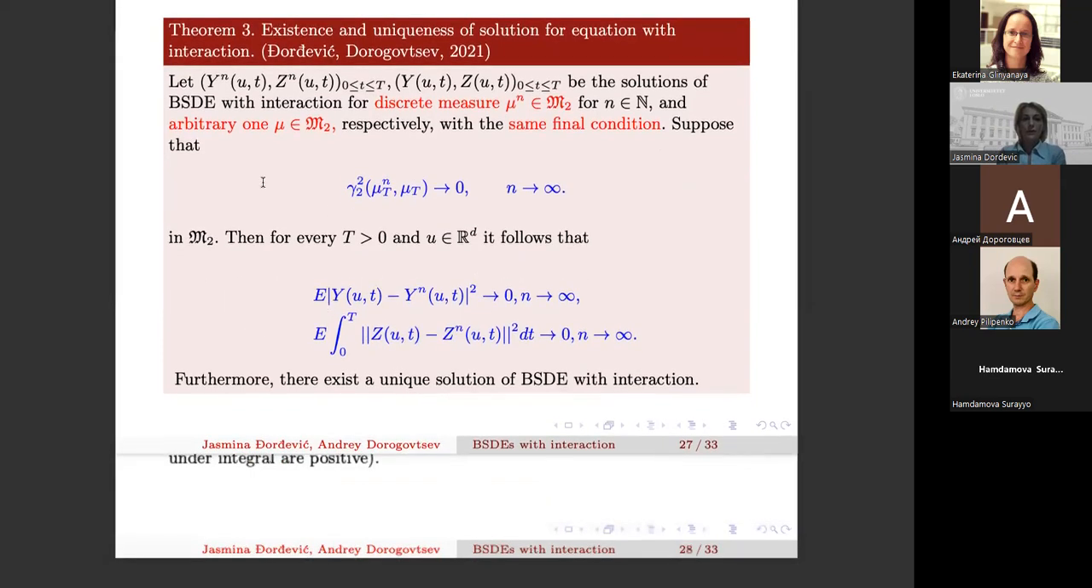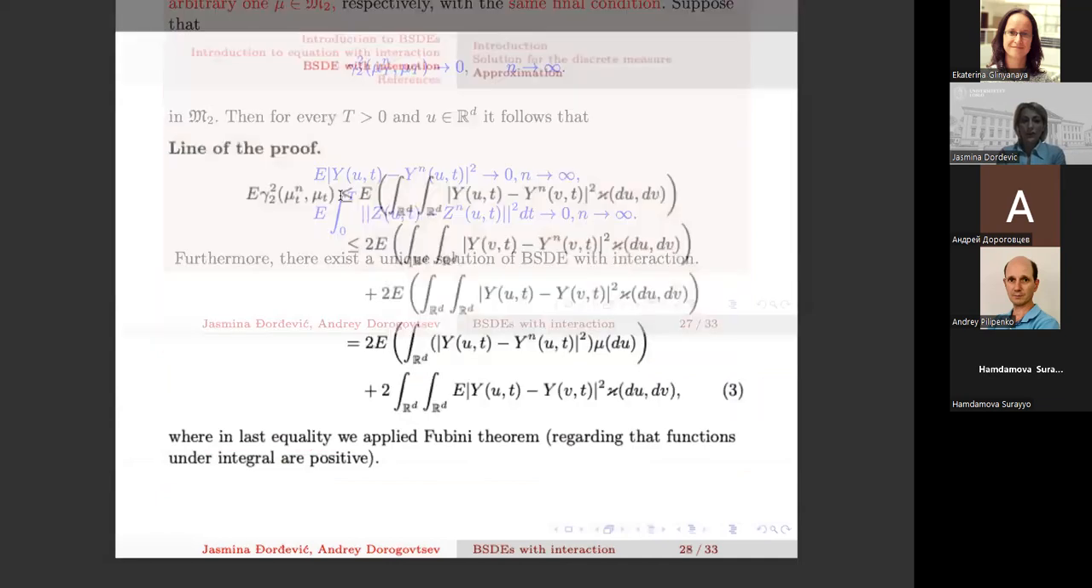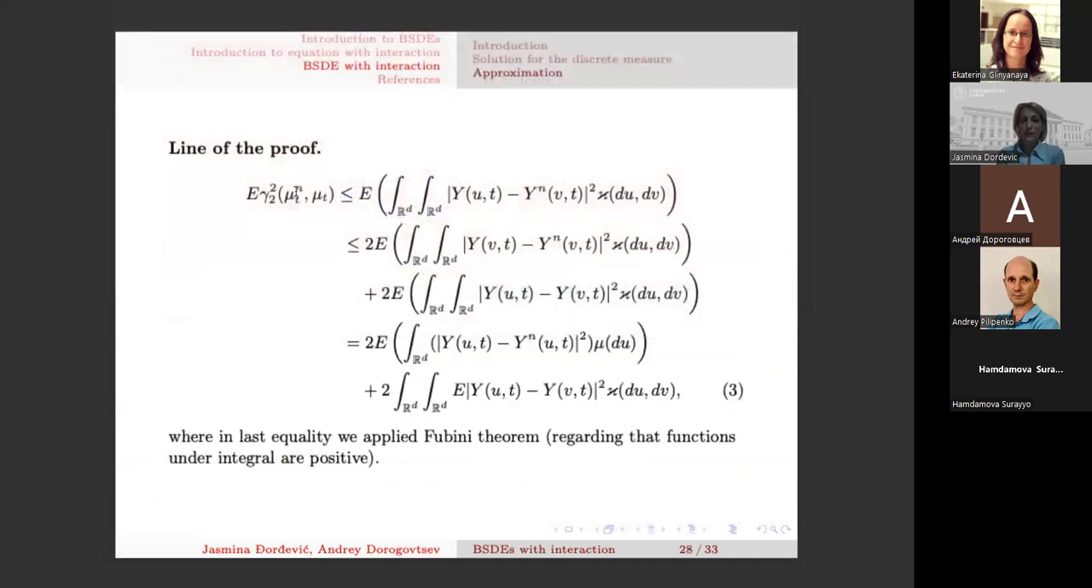By the definition of the Wasserstein distance, the expectation of the square of the Wasserstein distance of order 2 can be bounded from above by this expectation. If we add and subtract U_V^T here and use an elementary inequality, we have two members in the sum on the right-hand side of this inequality. Further on, as this is not dependent on U, it can be simplified. For the second member we used the Fubini theorem just to replace.